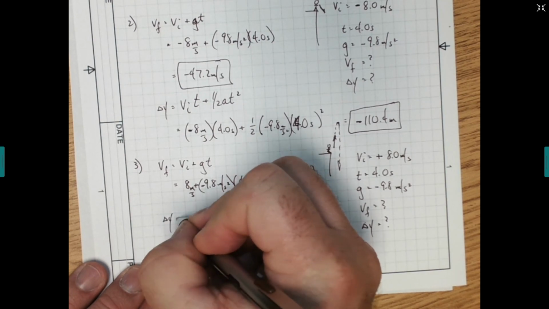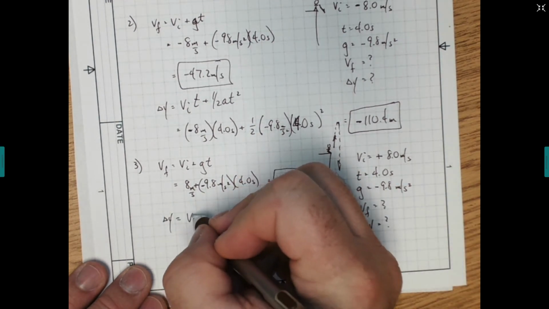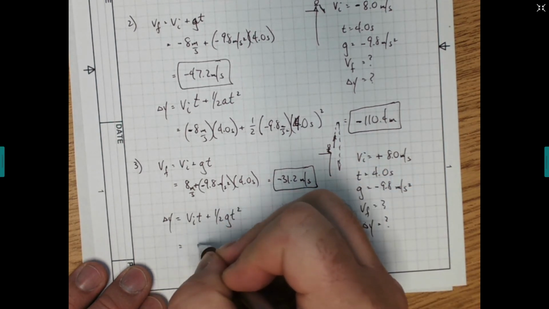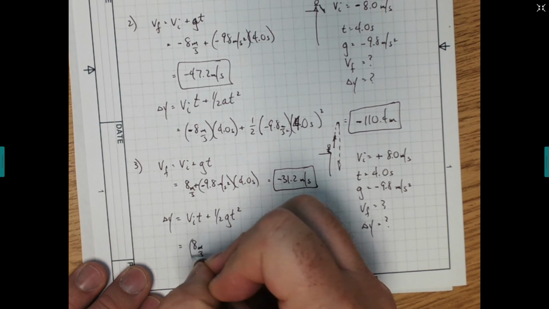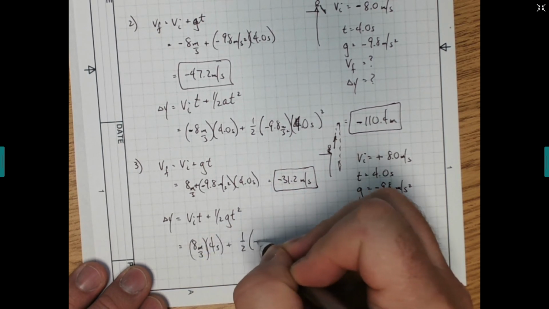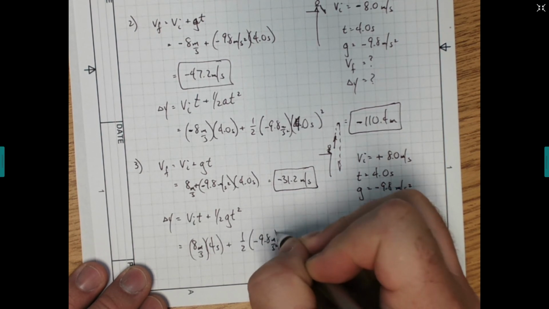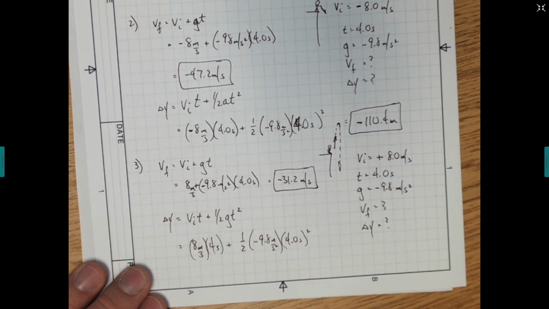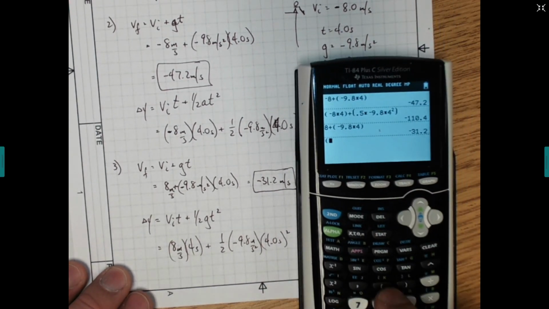And then my change in position is still going to be the same equation, initial velocity times time plus 1/2 the acceleration times the time squared. But now it's going to be 8 meters per second times the 4 seconds plus the 1/2 times the negative 9.8 meters per second squared times the 4.0 seconds, whole thing squared. Okay, so let's put all that in the calculator. So we have 8 times 4. And we're going to add that to 0.5 times negative 9.8 times 4 squared.